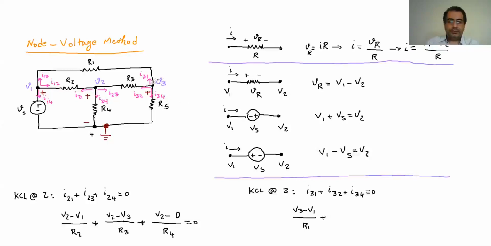Then plus I32, which is start minus end. So it's going to be V3 minus V2, and what is in between is R3. And then 3, 4, again, start minus end. The start is V3, and at the end is the reference node. So the reference node is 0, you just put 0, and what is in between is R5. The sum is 0.